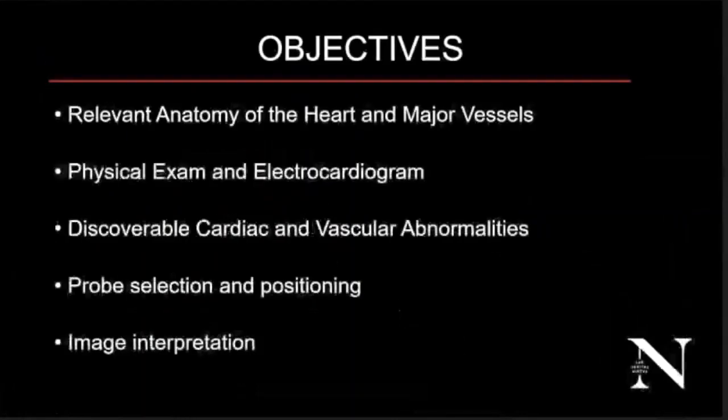Okay, I have no disclosures. So today we're going to review some of the relevant anatomy of the heart and major vessels. We're going to go just quickly, again, my favorite thing is to talk about the utility of the physical exam. We'll talk a little bit about that, and then we'll talk about the EKG and its role. And then we're going to go on to discoverable cardiac and vascular abnormalities, and probe selection and positioning and image interpretation.